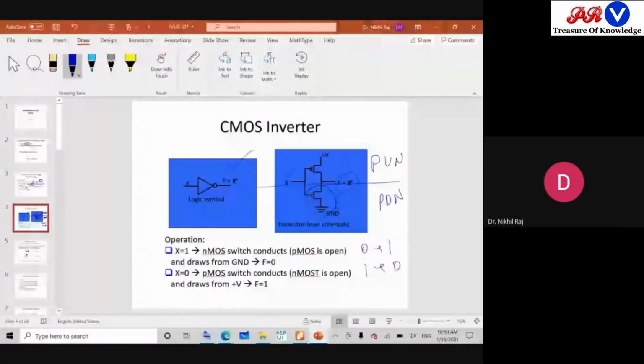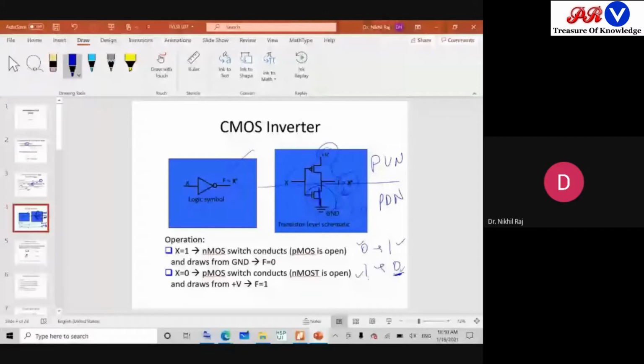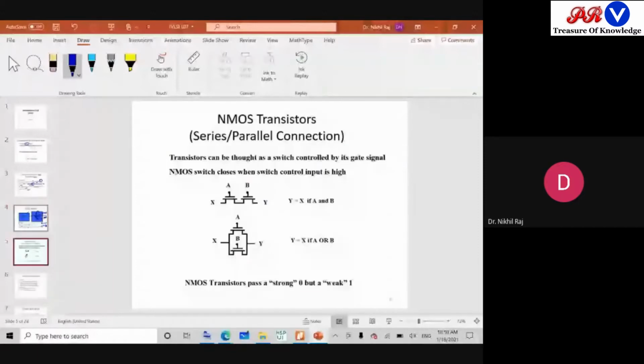And if the input is 0, this PMOS is on, and once PMOS is on, whatever is there in the supply will flow into the output node, and that will get logic 1 there. Okay, so this was a simple one transistor realization that gives me an inverter logic.